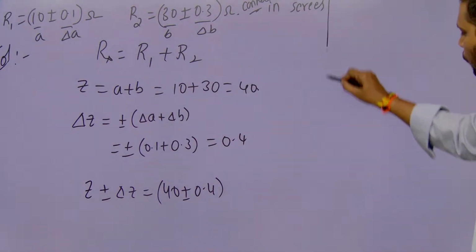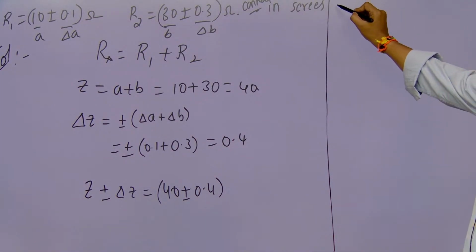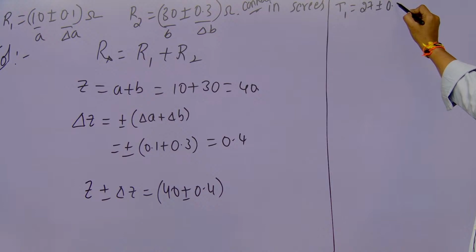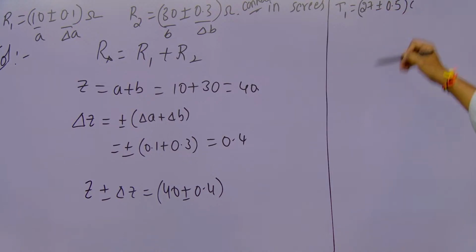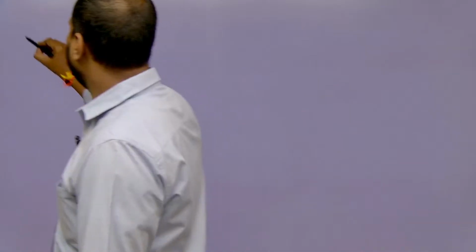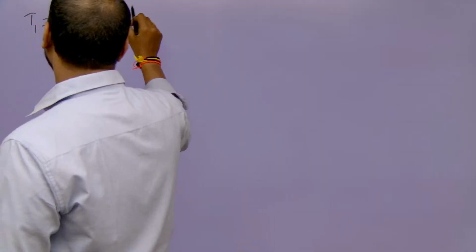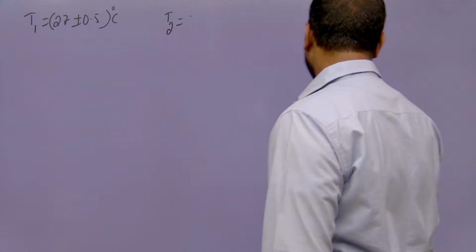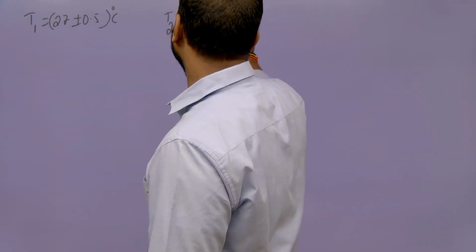Then next, I'll give you one more problem. Suppose the temperature in the morning is 27 plus or minus 0.5 degrees centigrade. Now the temperature is 39 plus or minus 0.3 degrees centigrade. Are you clear? Okay, fine, here I'll write. T1 is equal to 27 plus or minus 0.5 degrees centigrade. And at present the temperature is 39 plus or minus 0.3 degrees centigrade.